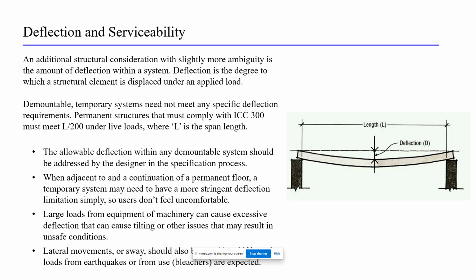Deflection is often neglected or overlooked because code does not specifically limit it for the demountable systems, but it's nonetheless important. It should be considered. Design team should think about the use of the system, where it is in the building, and how it might feel to the groups using it. Deflection limitations might be appropriate for demountable equipment in situations where you have large equipment.